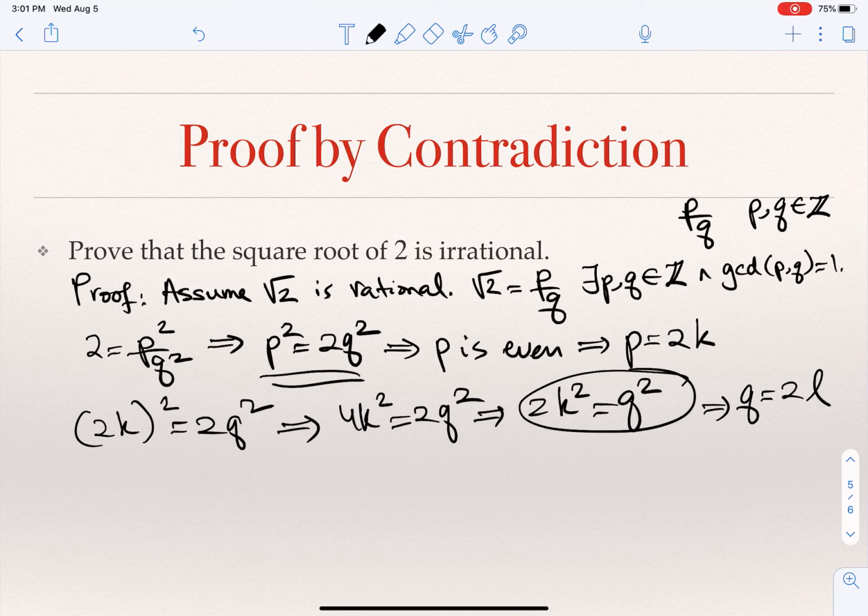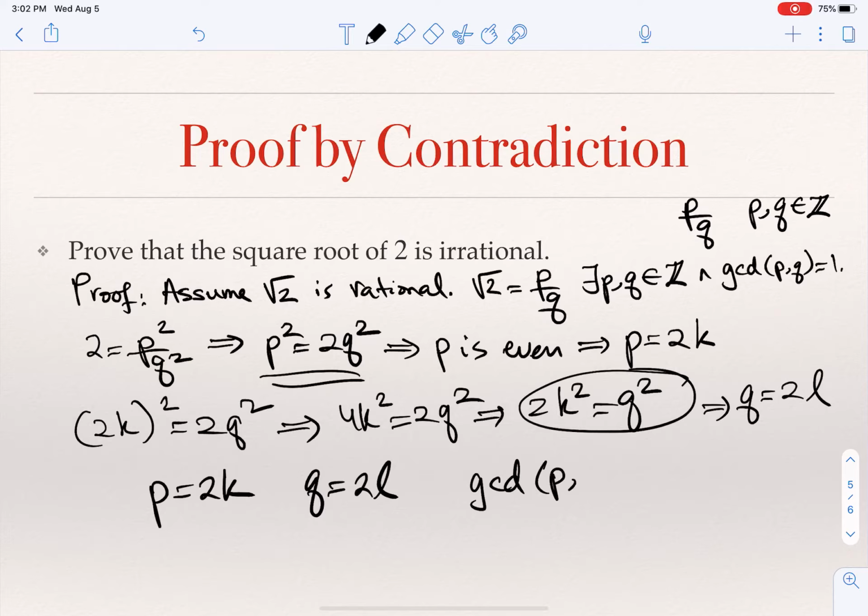But now look what happened. p is even, it's 2 times k. q is even, it's 2 times some other number L. But what's the GCD of these two numbers? What's the GCD of p and q? For sure it is greater than or equal to 2 because both of them are divisible by 2. I can divide p by 2, I get k. q by 2, I get L. Therefore, the GCD is greater or equal to 2.